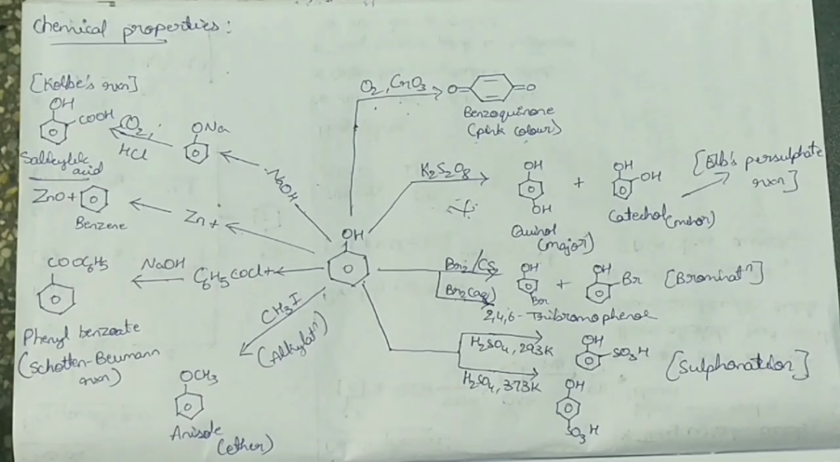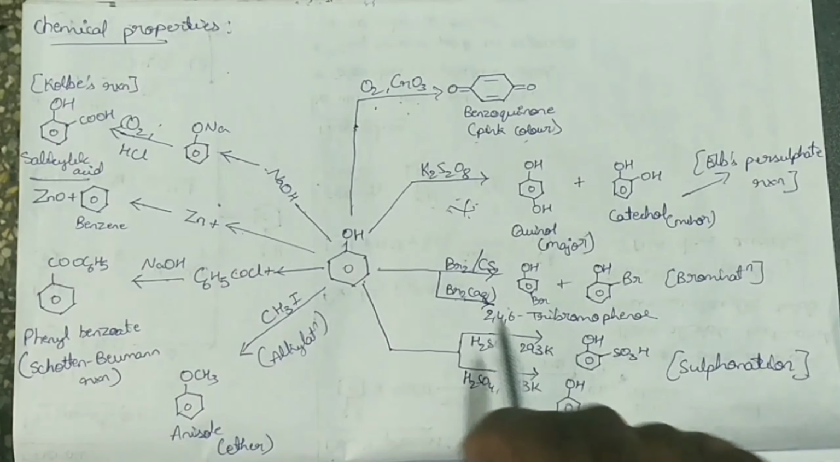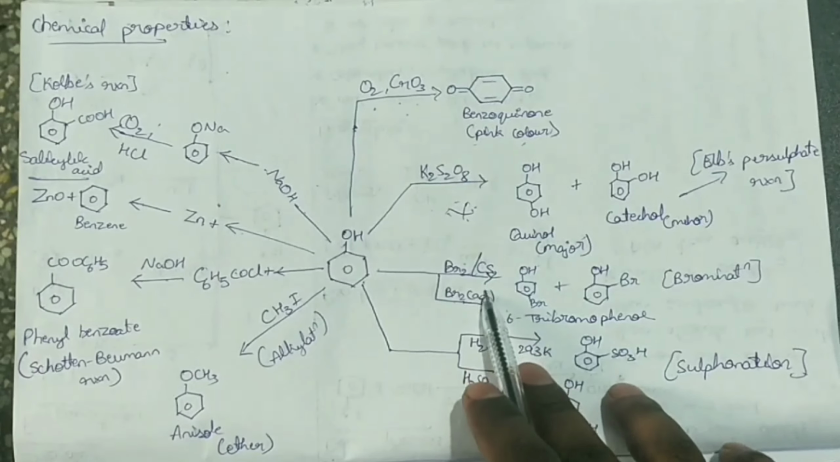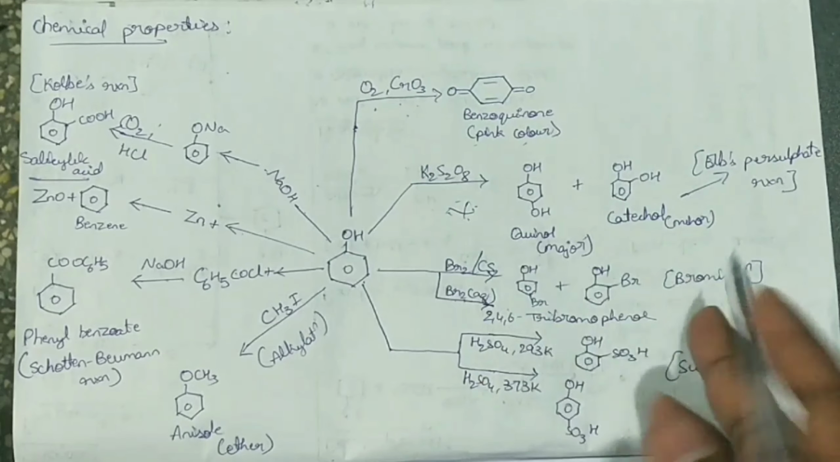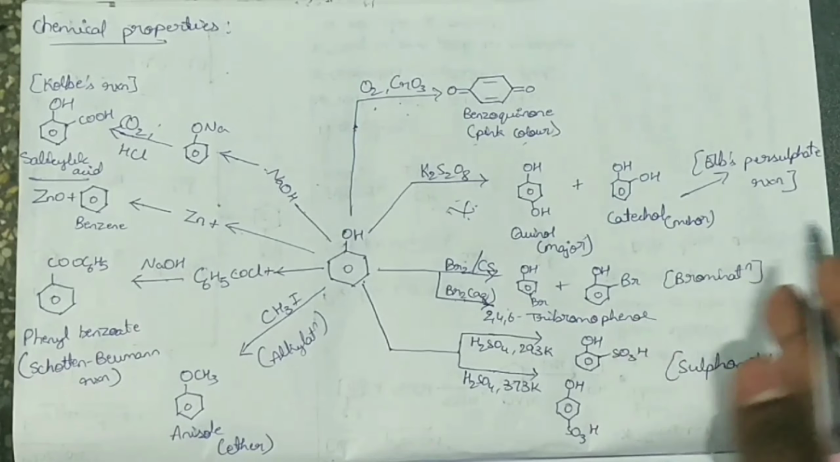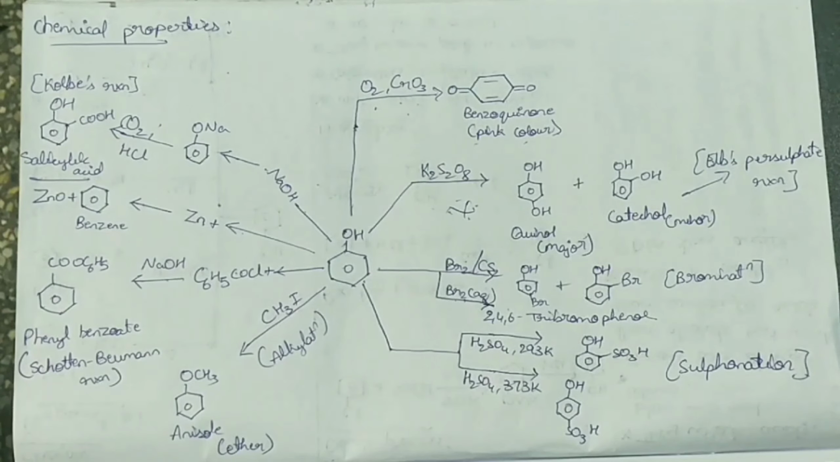So next, phenol on bromination. Phenol reacting with bromine in the presence of carbon disulfide CS2 gives parabromophenol and orthobromophenol. This reaction is known as bromination. And phenol reacting with aqueous bromine forms 2,4,6 tribromophenol.